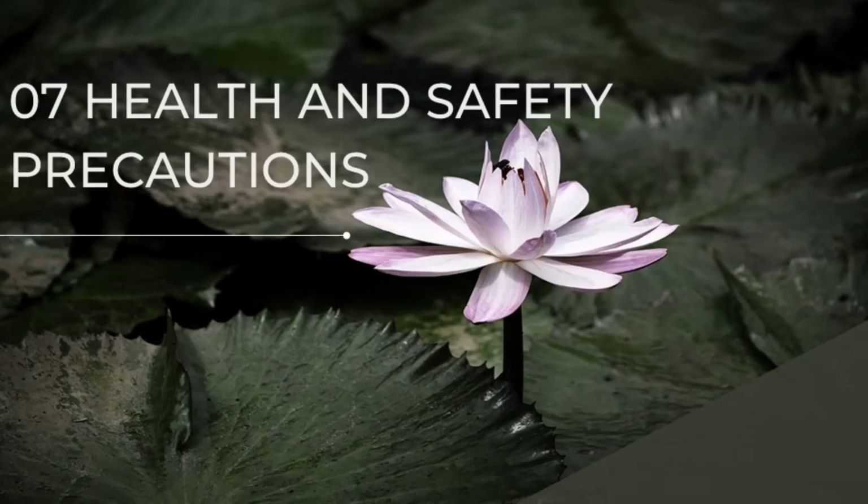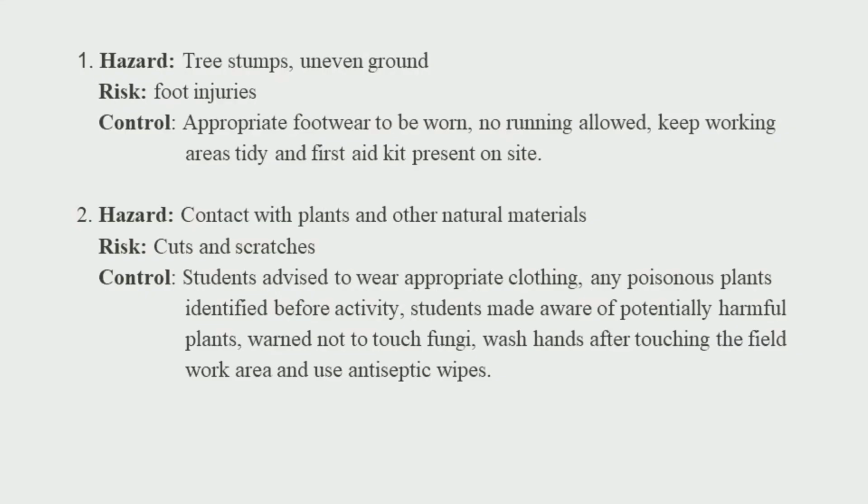Health and safety precautions. Hazard: tree stumps and uneven ground. Risk: foot injuries. Control: appropriate footwear to be worn. No running allowed. Keep working areas tidy and have a first aid kit present on site. Hazard: contact with plants and other natural materials. Risk: cuts and scratches. Control: students advised to wear appropriate clothing. Any poisonous plants identified before the activity. Students made aware of potentially harmful plants. Warned not to touch fungi. Wash hands after touching the fieldwork area and use antiseptic wipes.